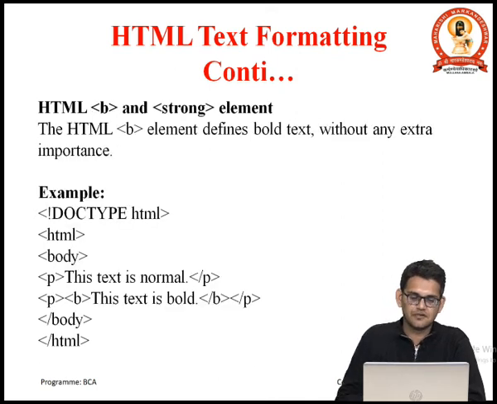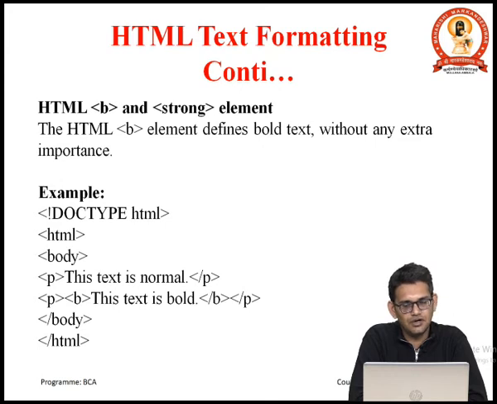So, let us begin. The first two tags we have picked are B and strong. The B tag, or B element, defines bold text without any extra importance. It means that when we use the B tag the content will be bold, but there is no extra importance to that. So, how can we write a B tag? You can see a typical example on your screen: we have declared an HTML page with the HTML tag, followed by the body, then we have written a paragraph using a P tag. This text is normal, a normal paragraph.